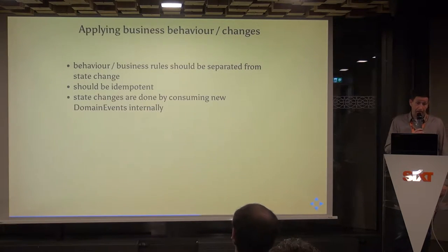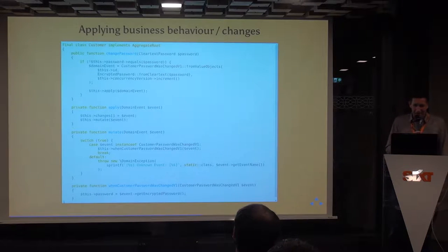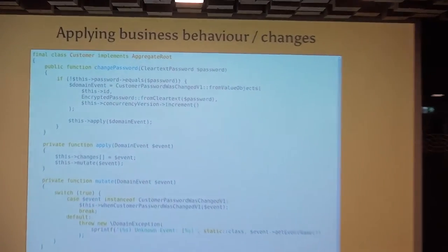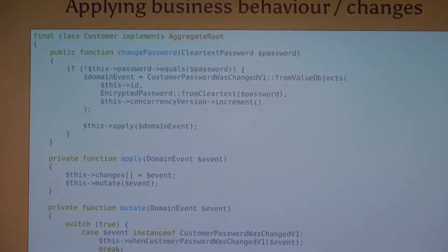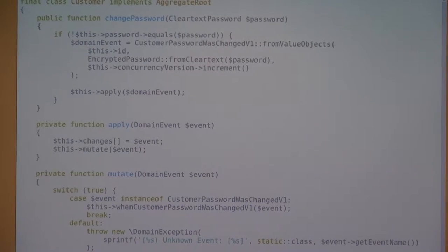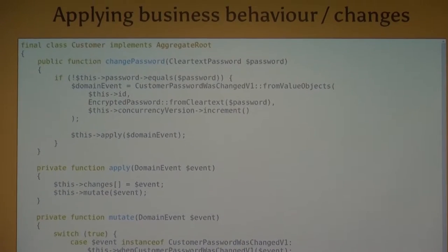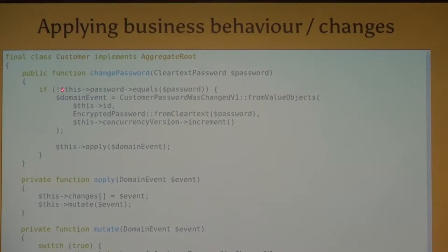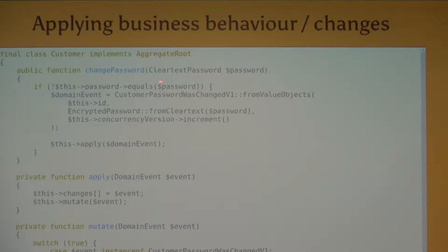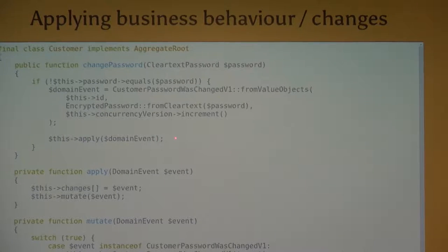Yes, state changes are then done by consuming new domain events internally. So we have some code, again, probably too small. Who can read it? Better I stand. So this has only the relevant or the interesting parts of this code. We have a business method to change the password, which would only receive a new password. The business rule is to compare it with the old password, and if it's the same, nothing happens. If it's not the same, then we apply this domain event.